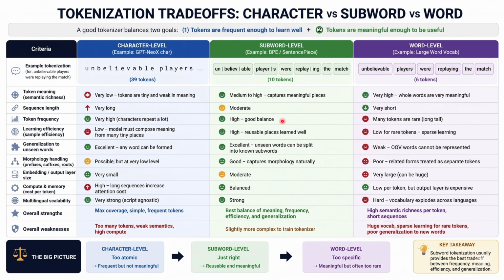We are going to dive into this particular method, byte level byte pair encoding, in the upcoming part of the video. So summarizing this entire trade-off, character versus subword versus word level tokenization: character level is too atomic, frequent but not meaningful. Word level is too specific. Each word or token has a good meaningful representation, but it might result in a huge vocabulary and out of vocabulary issues. So the subword level is just right, a good balance between character level and word level. It breaks input text into reusable components which are also meaningful. So the winner here is subword tokenization. It usually results in the best trade-off between frequency, meaning, efficiency, and generalization.